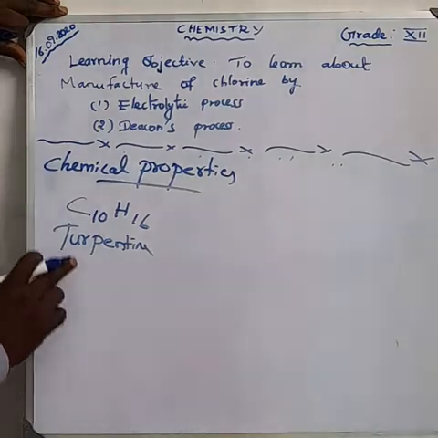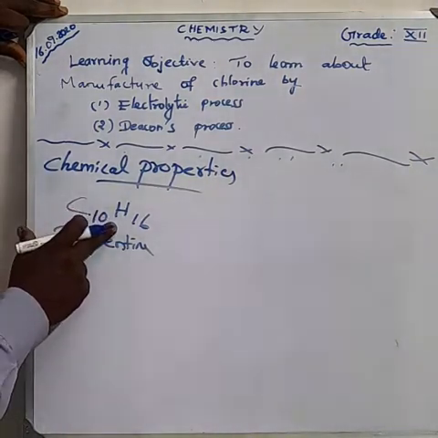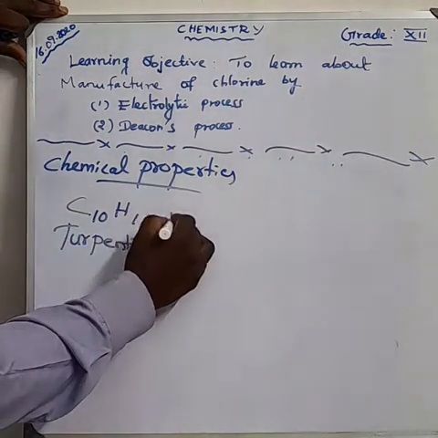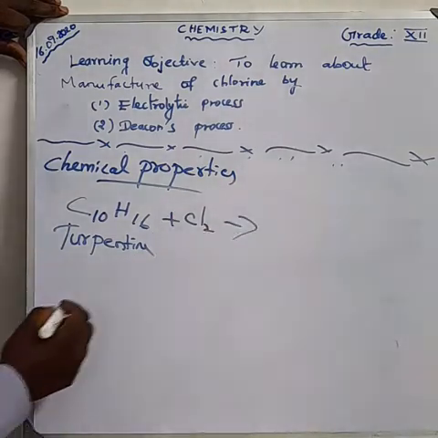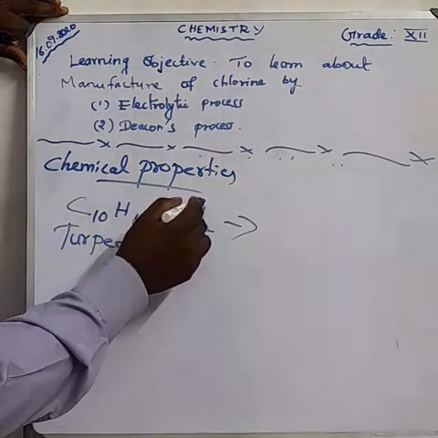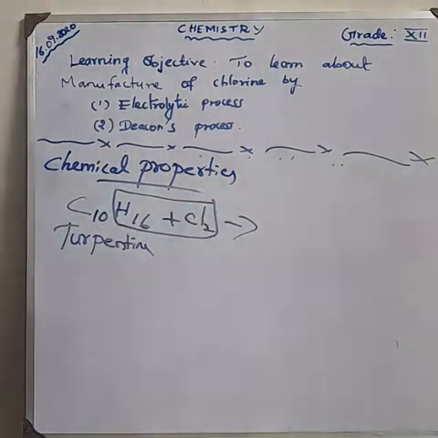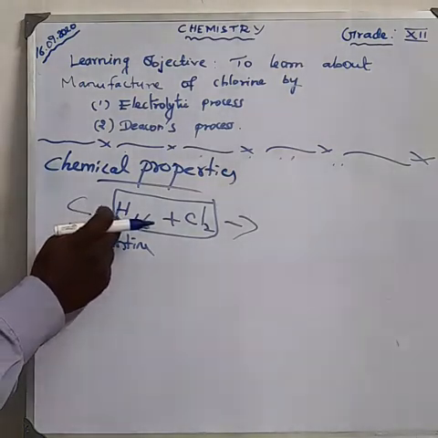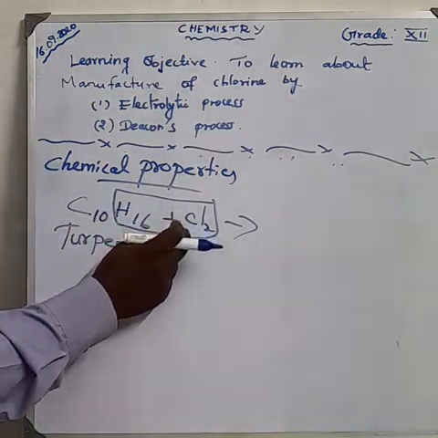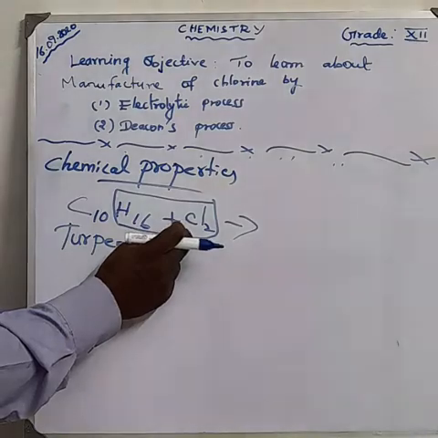Okay, turpentine formula is C10H16, and it reacts with chlorine. It has a very high affinity for hydrogen, so it is easily attacked. Chlorine is easily attacked by hydrogen because hydrogen is an electropositive element. Chlorine is an electronegative element. Am I right? Chlorine is an electronegative element.